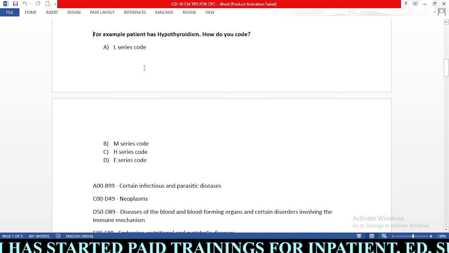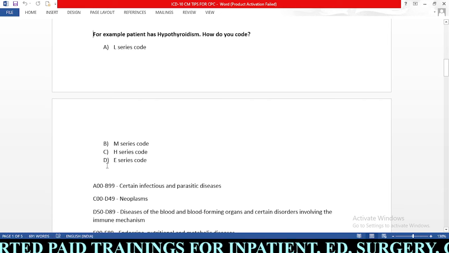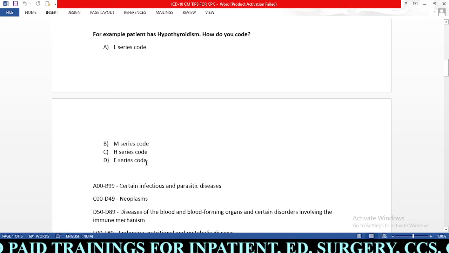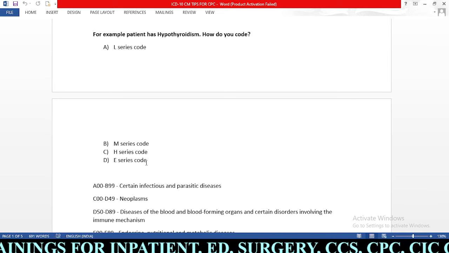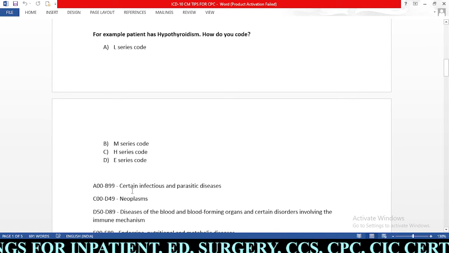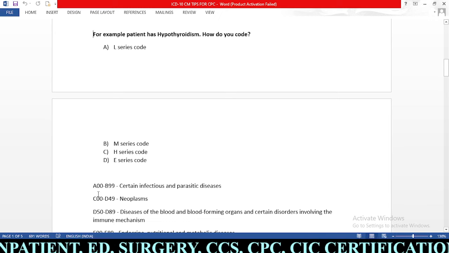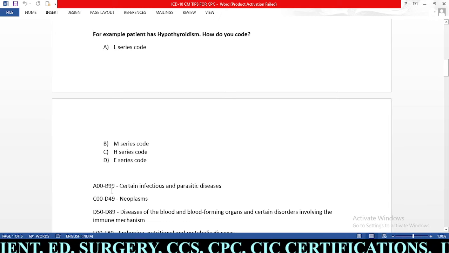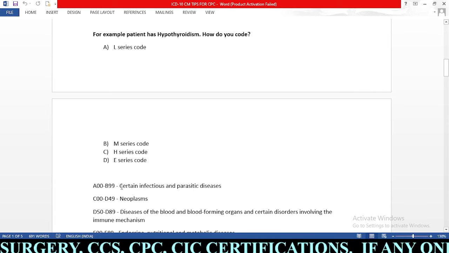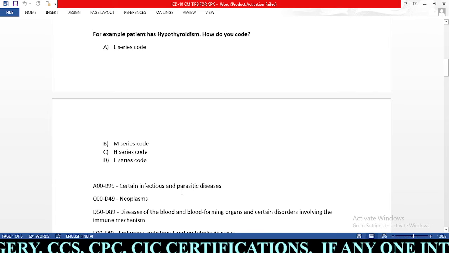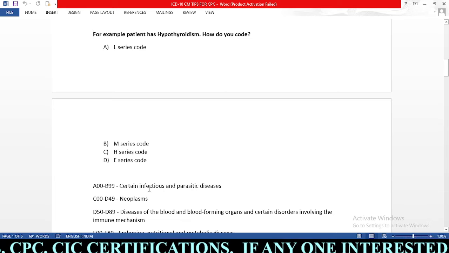A, you will get an L series code. B, M series code. C, H series code. D, E series code. But how do you find that one? If you know the chapter initials, for example, certain infectious and parasitic diseases, we need to code from A00 to B99. So if you know this, A to B is used for certain infectious and parasitic diseases, you can save your time and write the proper code.